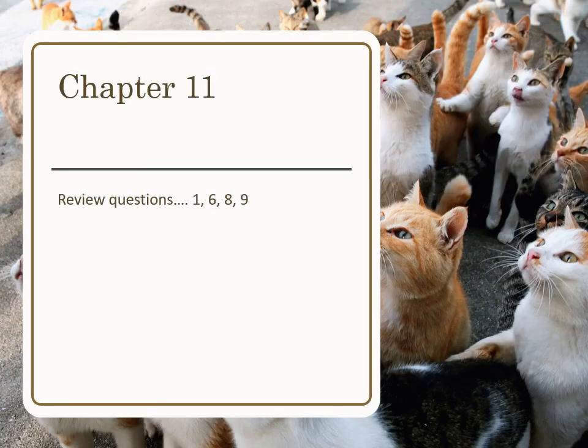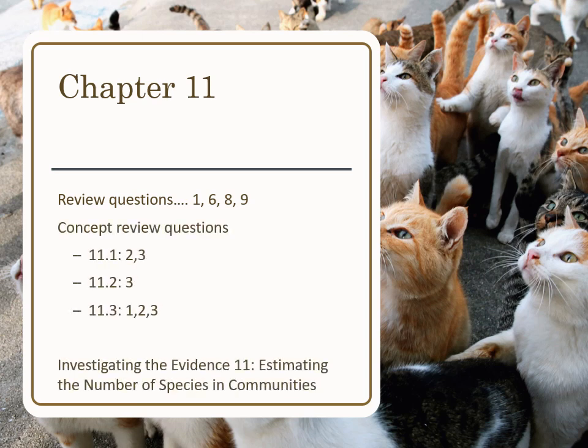So take a look at your review questions at the ends of the chapters, the concept review questions. Also investigating the evidence 11, which is at the back of this textbook, on estimating the number of species in a community, which is different from looking at the population size. So see you in the next section.